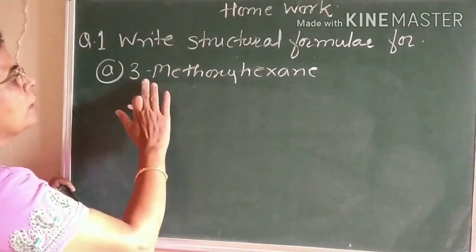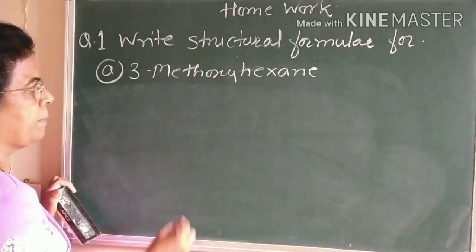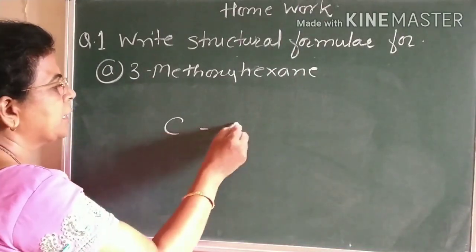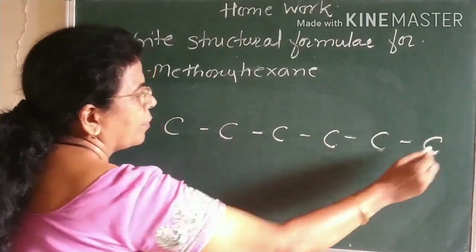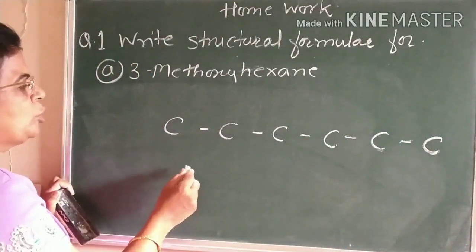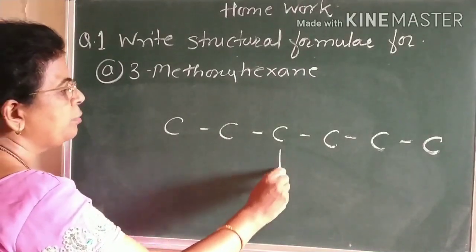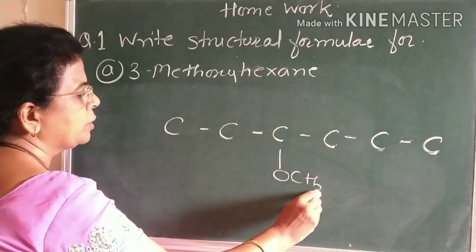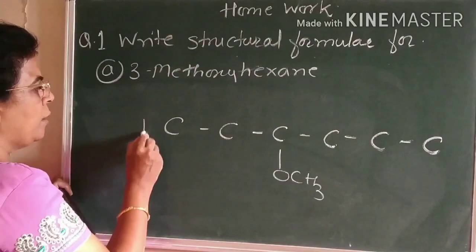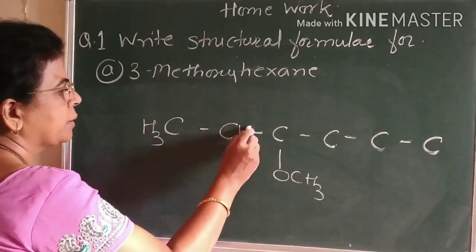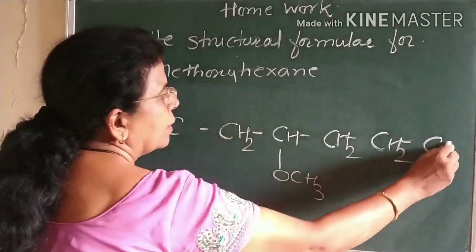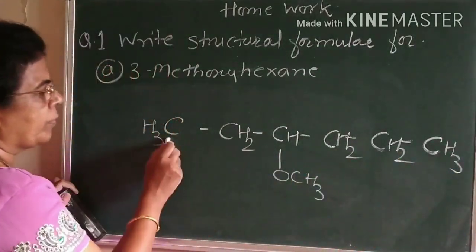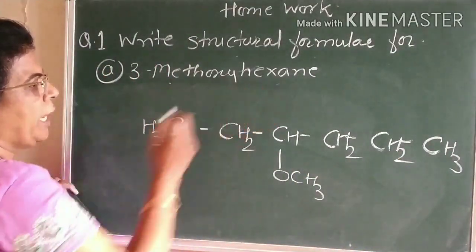Now this one, 3-methoxyhexane. Hexane means 6 carbon atoms. At 1, 2, 3 position there is a methoxy group, therefore it becomes OCH3. Now where are the carbon atoms? This is 1, 2, 3. 3-methoxyhexane.